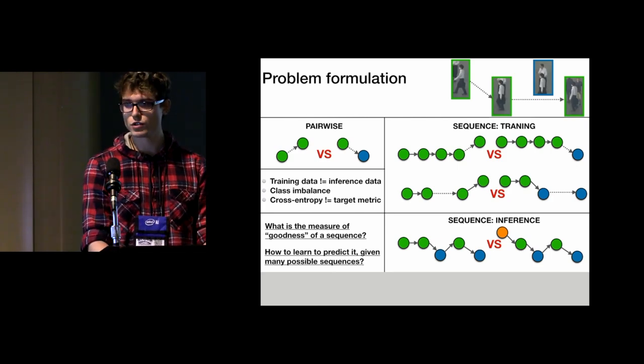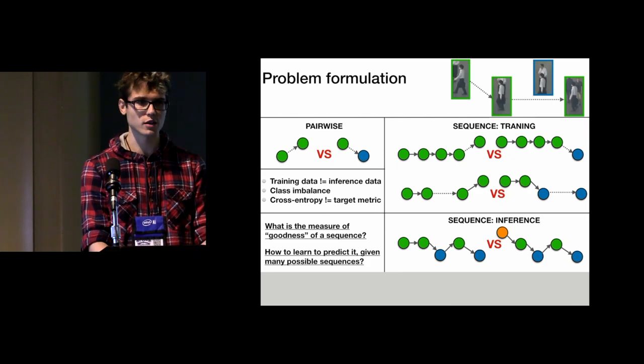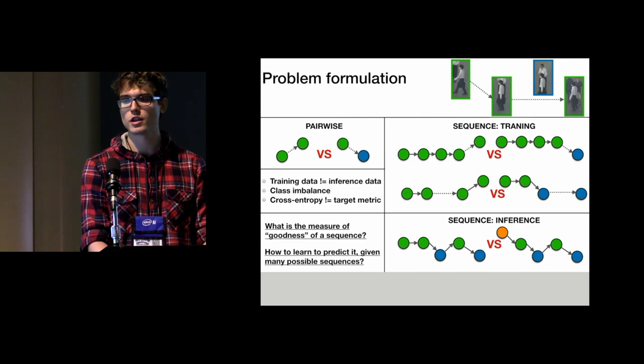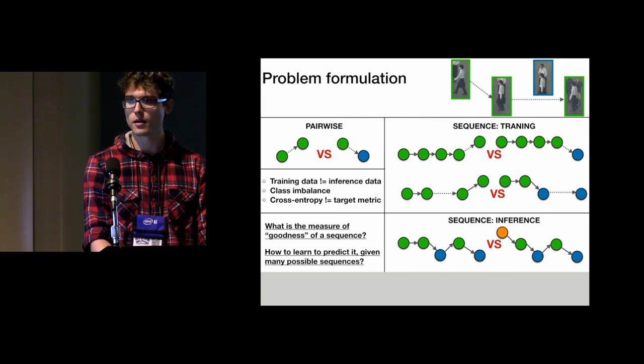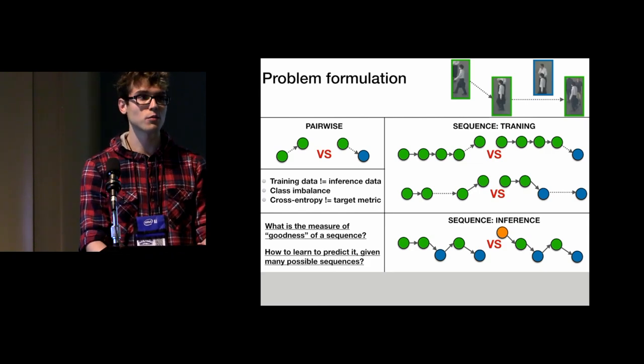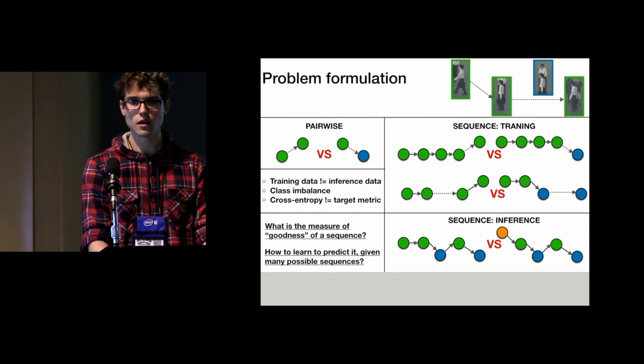And if you wanted to reduce the exposure bias by training on all possible pairs of sequences, first of all, that would be computationally infeasible, and it would also have a large class imbalance. So these are the problems that we're trying to address here, by answering two questions. What is the measure of goodness of a sequence of detections, and how can one learn to predict this measure, given that there are combinatorially many possible sequences, but we would like to reduce the exposure bias, so we want our training and testing distributions to be the same.